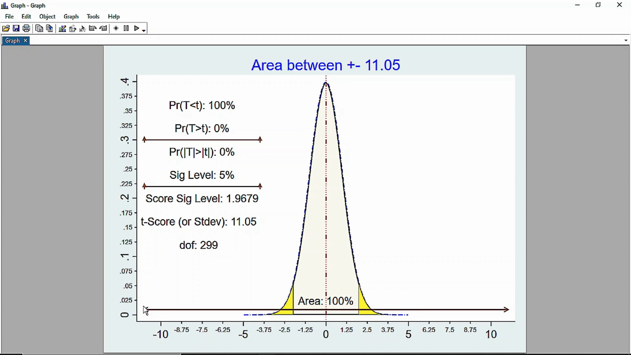So for this t-score, minus 11.05 towards the left and plus 11.05 towards the right, we see that we are unable to lie in this region. We are quite far from this threshold marked by this yellow color. That is why we reject the null.